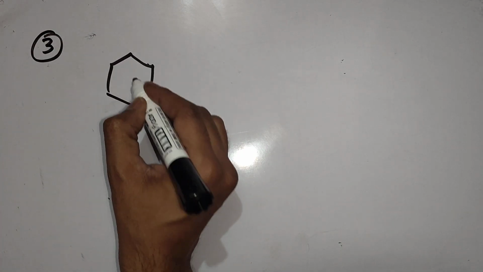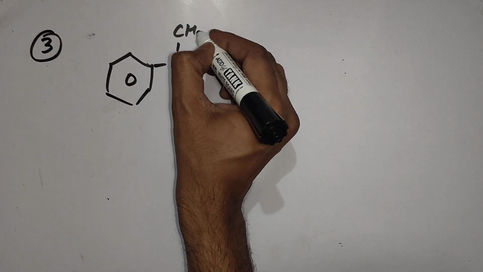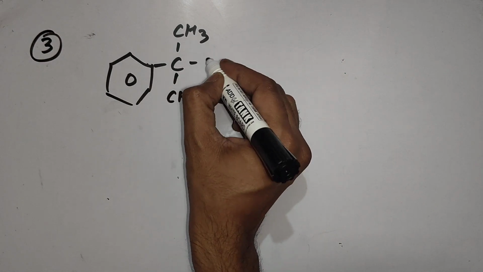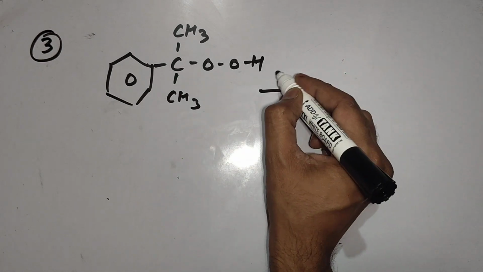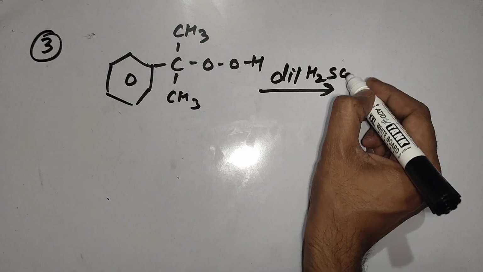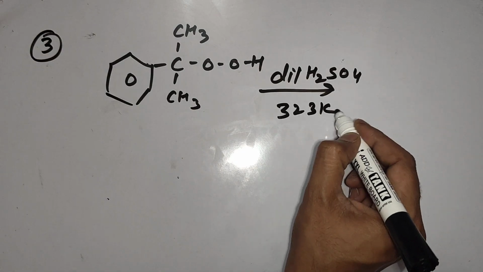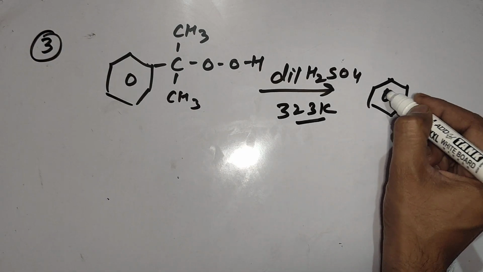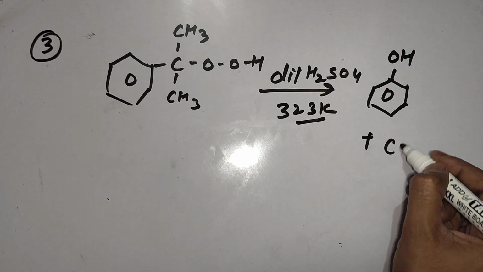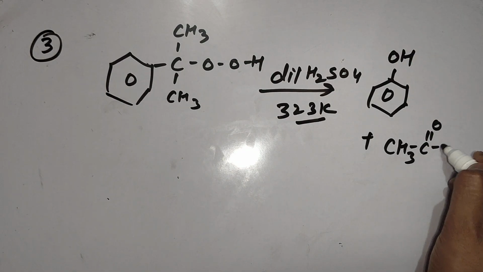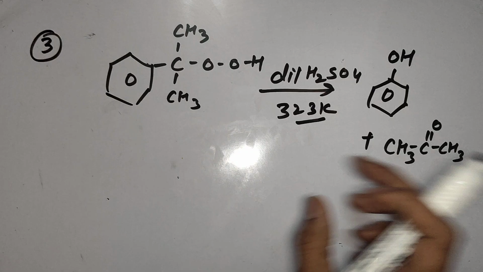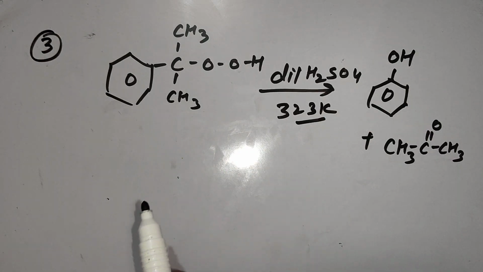Now, after generation of hydroperoxide, cumene hydroperoxide, let's go for the final step of the process where phenol will be generated. What was the final step? The cumene hydroperoxide which is generated, we will put dilute sulfuric acid in it and we will heat it up to a certain temperature. In this step, finally we will get phenol and what? Side product, propane-2-one or acetone. Phenol and propane-2-one, these are generated.